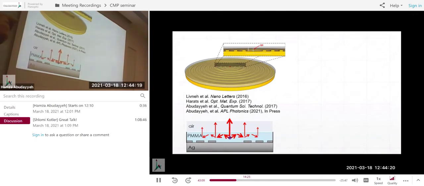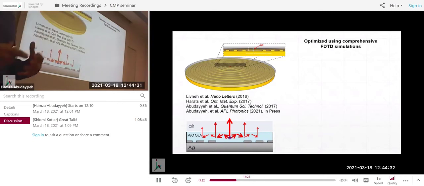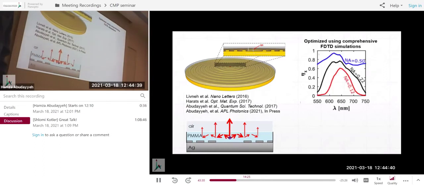Yeah, so the emission couples radially outwards. It encounters these rings which diffract the beam. And then we use extensive simulations to design the antenna in such a way that the diffracted beams will only interfere at angles that are normal to the surface, okay?